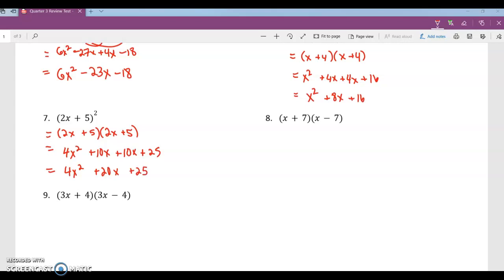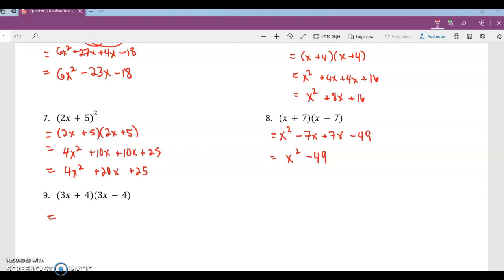8, I've got what we call conjugates, x plus 7 times x minus 7. When I do FOIL, first, outer, inner, last, you'll notice that the outer and the inner combine. So if I notice that, I can shortcut it, and I'll do the shortcut on this next problem. I can see that these are conjugates. I've got a 3x plus 4 and then a 3x minus 4. So I'm just going to get straight to it.